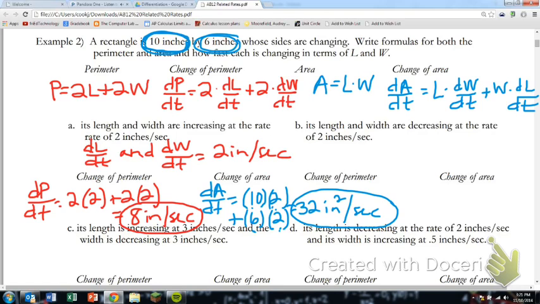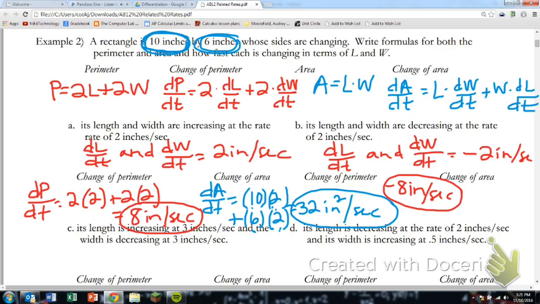All right, I'm not going to do part B. You can try part B on your own. The only difference on part B is that the length and width are decreasing. So dL/dt and dW/dt are both negative 2 inches per second. If you go back and plug into your formulas again, you should see that the only difference in terms of your answer is now both of these will be negative. It doesn't always work that way, but in this case, it does work out that changing the rate to a decreasing rate instead of an increasing rate just changes your answers to decreasing instead of increasing.